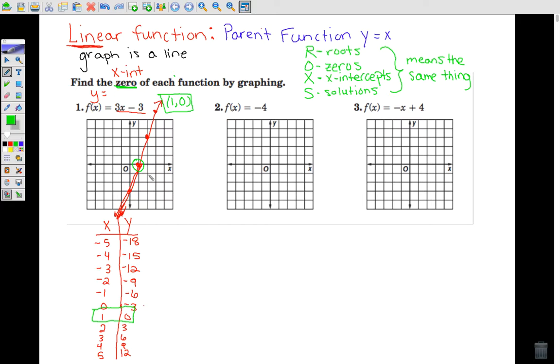Okay, number 2. I'm going to change colors here. Remember, f of x is the same thing as y equals. We're going to make our table again. So here's my xy table. Again, we're going to go from -5 to +5 because that's what my graph has.